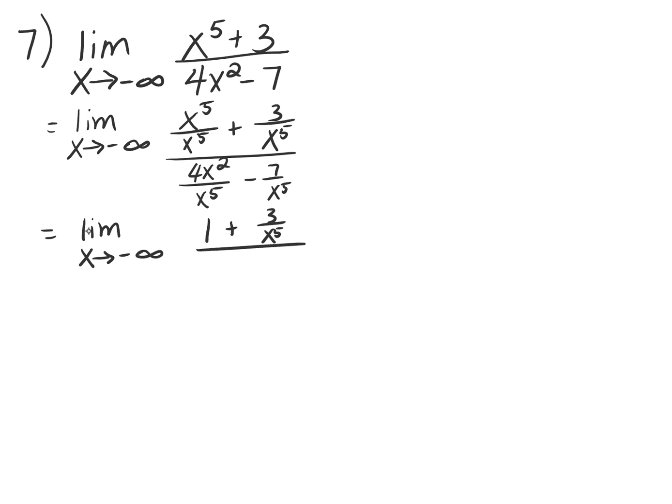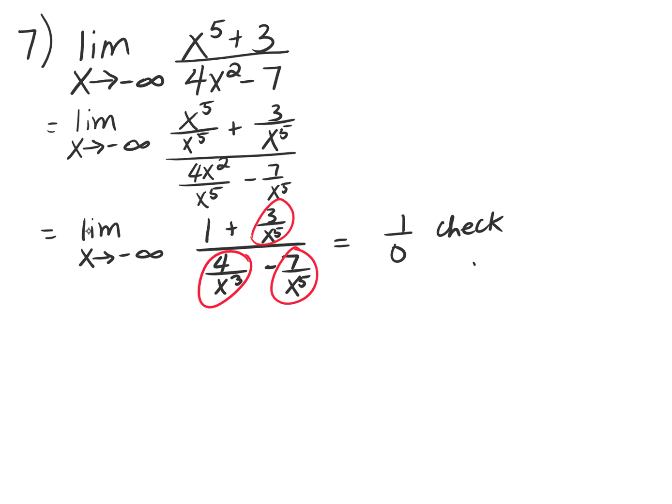And then remember, anything that's left with a variable and an exponent in the denominator goes to 0. So in this situation, all of these little fractions that are left here go to 0, and we end up getting the limit is equal to 1 over 0. That means we need to check. There's no horizontal asymptote. And we're going to check if it goes to positive or negative infinity.